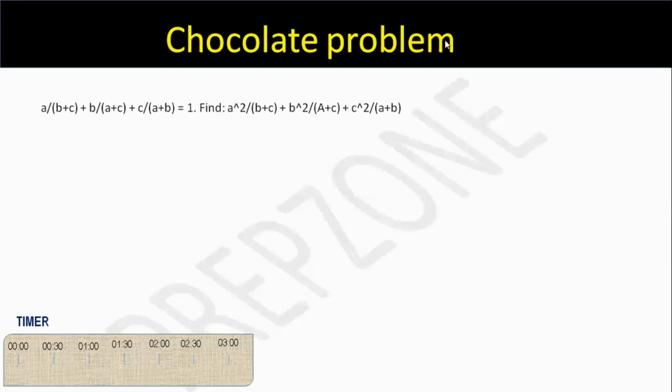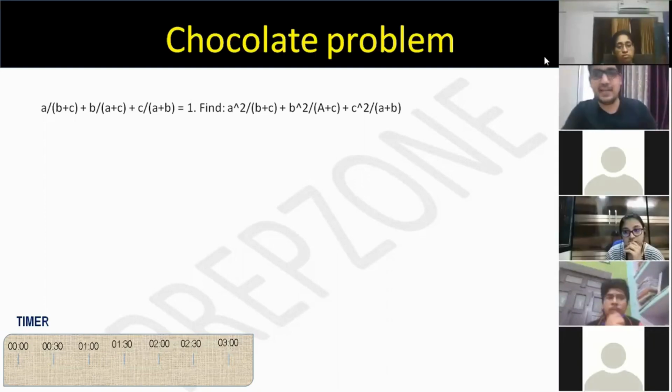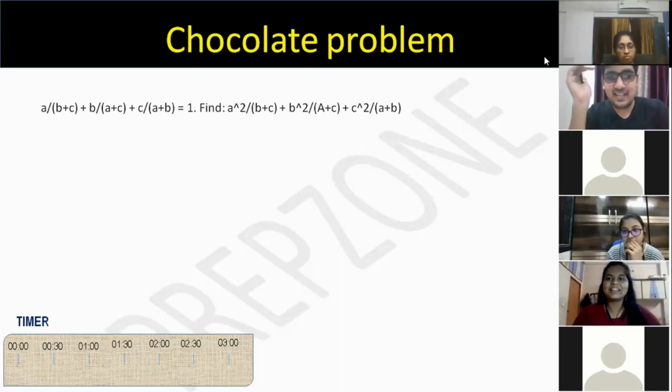I first tried to simplify the first equation. So at the end, I got a cube plus b cube plus c cube plus abc is equal to 0. And then I could not relate it to the second equation. Is this not in the simplified format? Why do we need to simplify this further? I made it complicated actually. Correct. This is already in a very simplified format, right? I personally think it's a very beautifully written equation. It is also a symmetrical equation: a by b plus c plus b by c plus a plus c by a plus b.